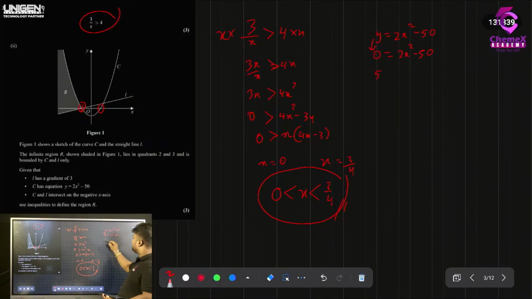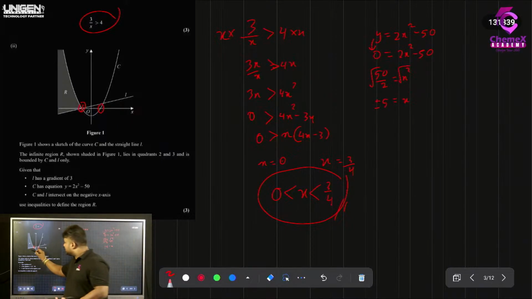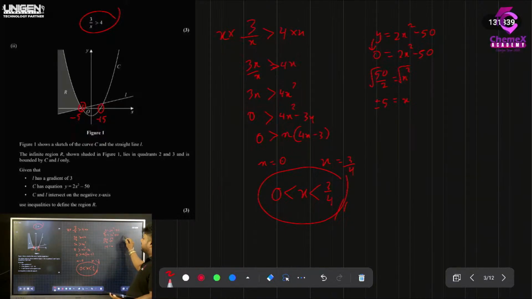Then 50 divided by 2 equals x squared. You root it, x equals plus or minus 5. So this is minus 5 and the other one is plus 5. Do you understand that or not? Does anyone have doubts with that? How I got the two coordinates? So what is the coordinate there? Yeah. Any doubt?